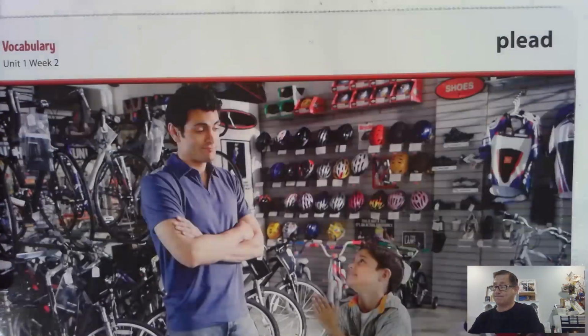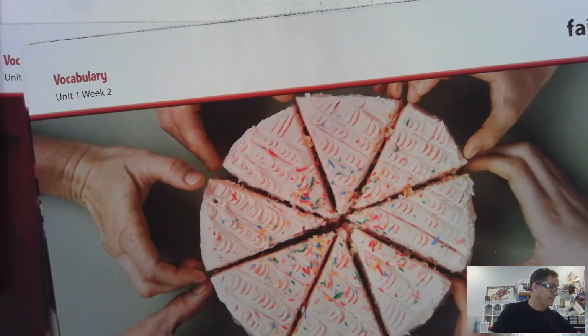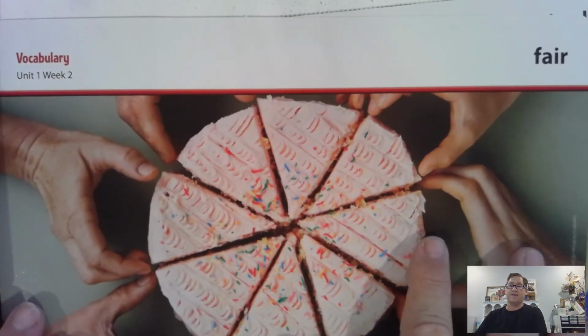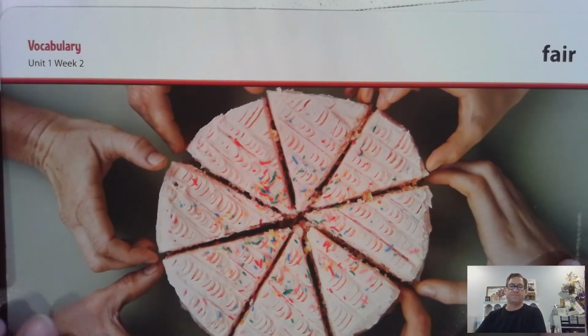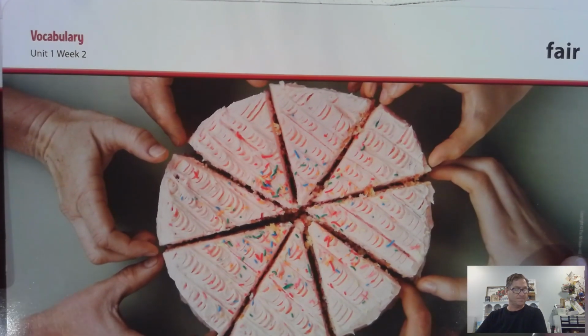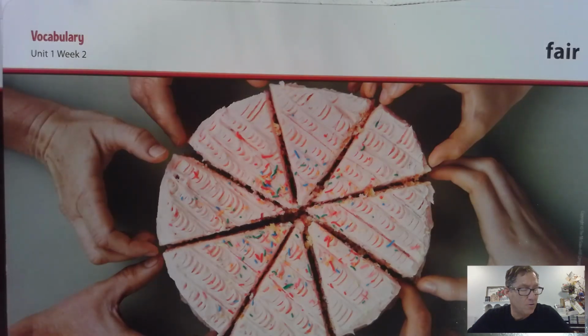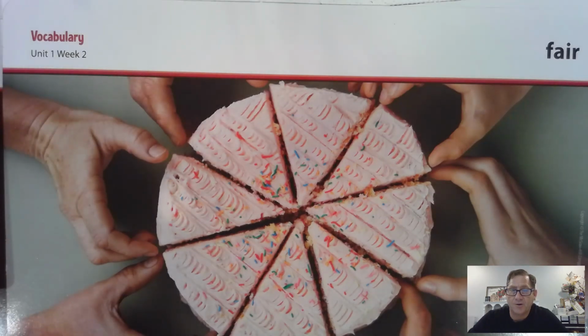Okay. All right. Next word, fair. Please say that word with me. Fair. I am fair when I treat my friends in a just and honest way. Mom cut the cake so that we all got our fair share. What does it mean to be fair?